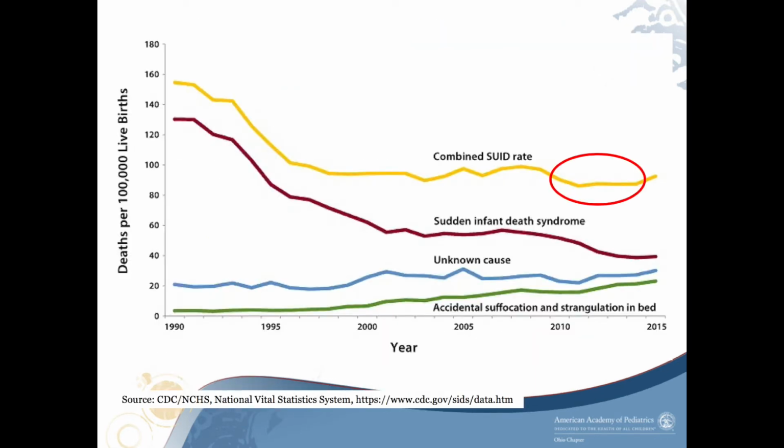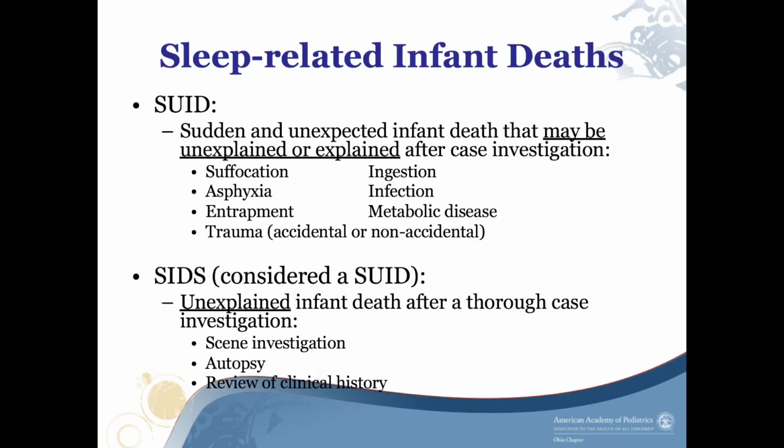So next slide. And you can see that illustrated in the graph right here, so sudden infant death is the red line here, and you can see this has very precipitously dropped from 1990 to 2000, and then even still an ongoing drop over the past 15 years. And the green line, accidental suffocation and strangulation in the bed, has slowly increased over the past 15 years. And so you can see that over the past 5, 7, 8 years, the yellow line, the combined SUID rate, and we'll talk about SUIDs here momentarily, has really not changed a whole lot.